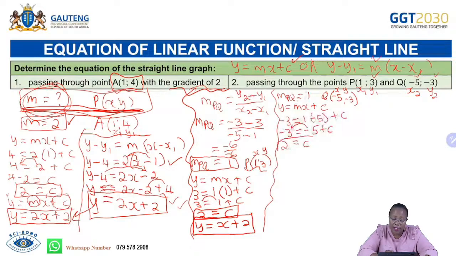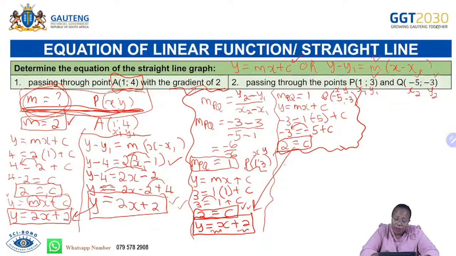Can you see it's exactly the same as that one? Then you just substitute your gradient and the value of c, which will give you the same equation. And then now let's say another learner is still using the point, but now with a different equation. The gradient is 1, and the point now is 1 and 3.